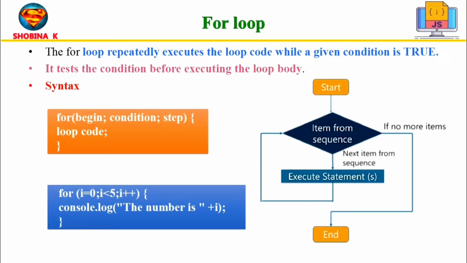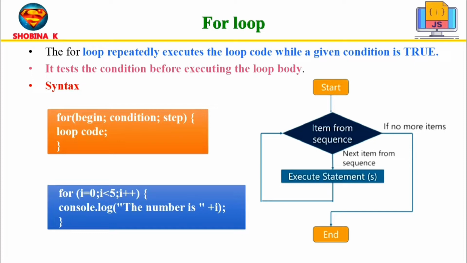In this example, I have defined a for loop within which I have defined begin, condition and step statements. The begin statement is the initialization part, that is i equals 0. So after executing the begin statement, the code within the for loop is executed one time. Next, the condition is checked. If i is less than 5, then the code within the loop is executed.